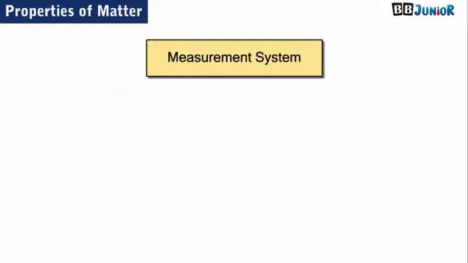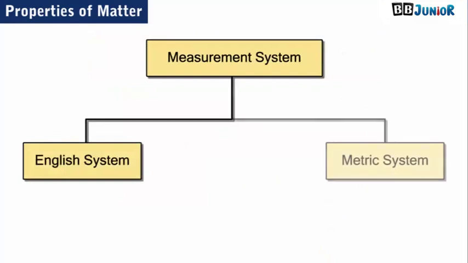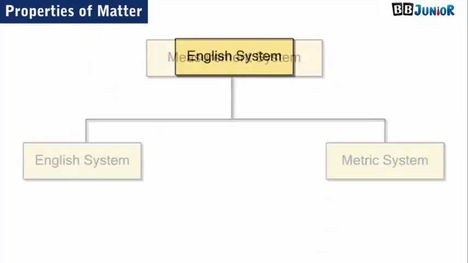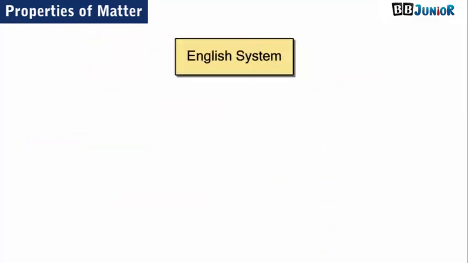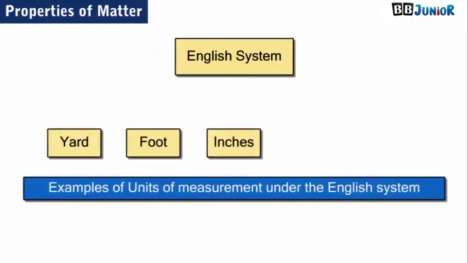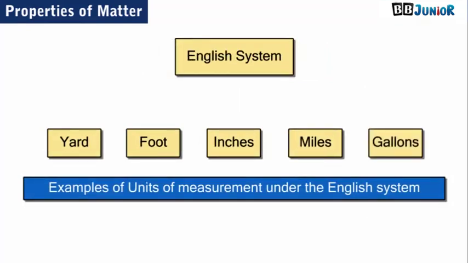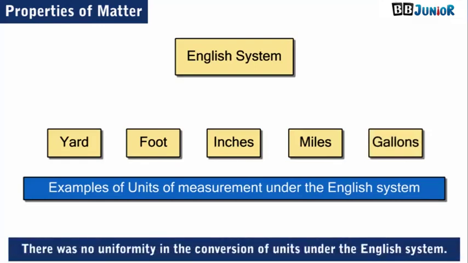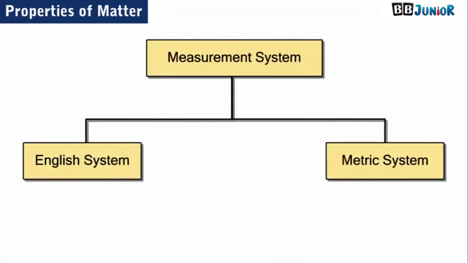The units of measurement are derived from two systems, the English system and the metric system. The English system included units such as yard, foot, inches, miles, and gallons, to name a few. However, there was no uniformity in the conversion of one unit to another. In 1791, the French Academy of Science introduced the metric system.